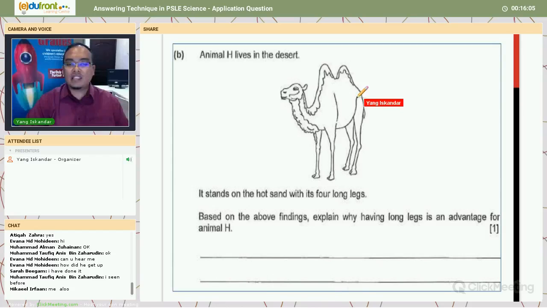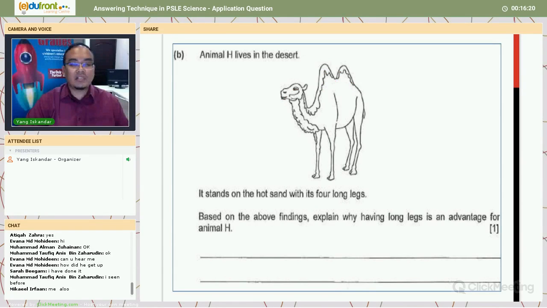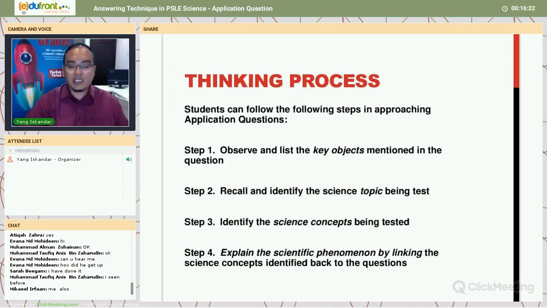Okay, and obviously we know that this is a camel, right? But the animal doesn't matter. Sometimes they may give you very strange animals, so you should not be worried about that. You should focus on looking at the features of this animal. So I've shown you these four examples of application question. There are many application questions.